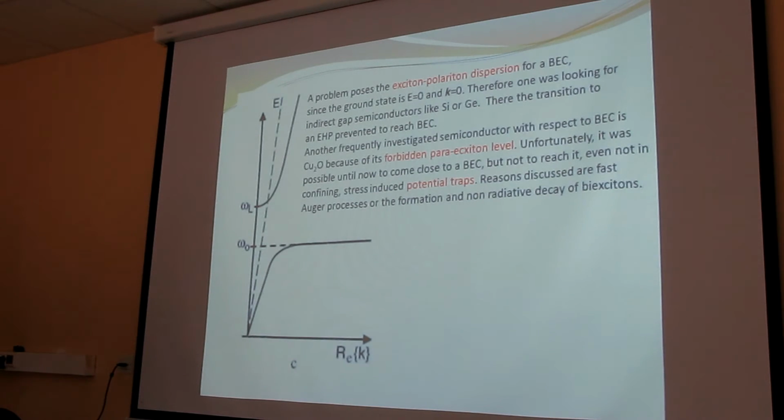And 3 days ago I received an email from Heinrich Stolz in Rostock. He's working on this system. He told me, maybe most probably we have it, but they want to do some more measurements. So there are some reasons. There can be Auger processes. There's a discussion that in copper oxide also biexcitons may be formed which decay non-radiatively and so on and so on. To make the long story short, in bulk samples there is, maybe apart from this very recent data from Heinrich Stolz, no excitonic Bose-Einstein condensation observed.